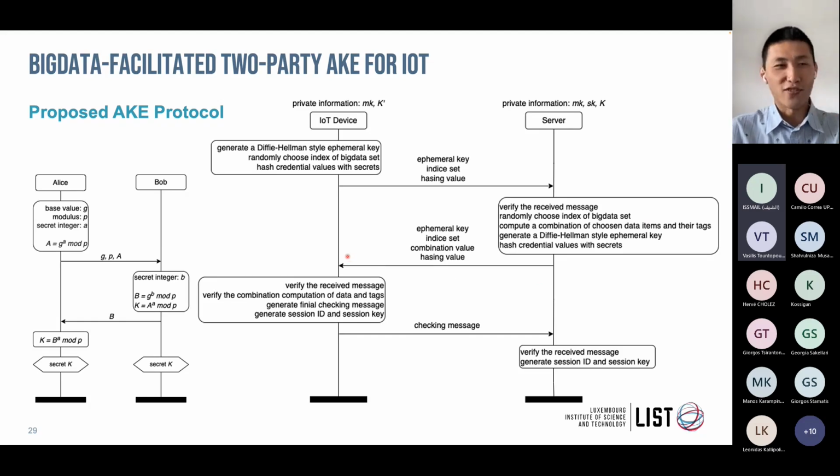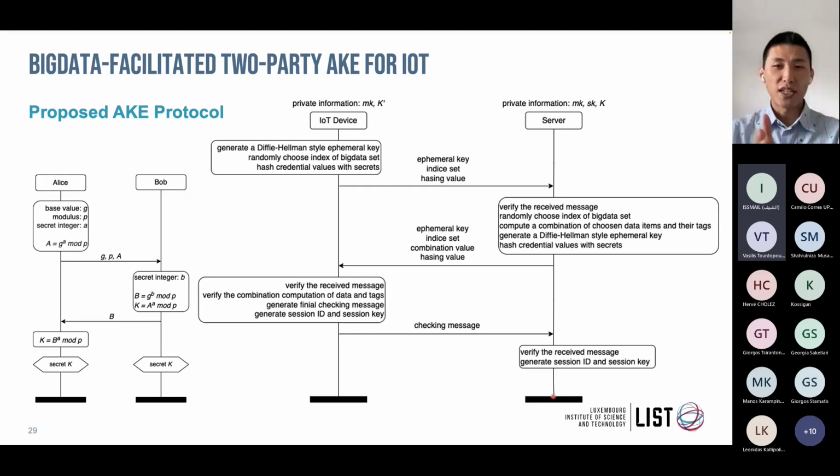The IoT side verifies the message and then verifies whether the combination of the tags matches the combination of data. If yes, the IoT device generates a final check-in message to the server, and also generates the session identifier and the session key. On the server side, the server verifies whether the final check-in message is legal. If yes, the server generates the session identifier and the session key. Well, as I said, it's the simplified version. If you want the complete version, please find the full paper on Google Scholar or some other source.